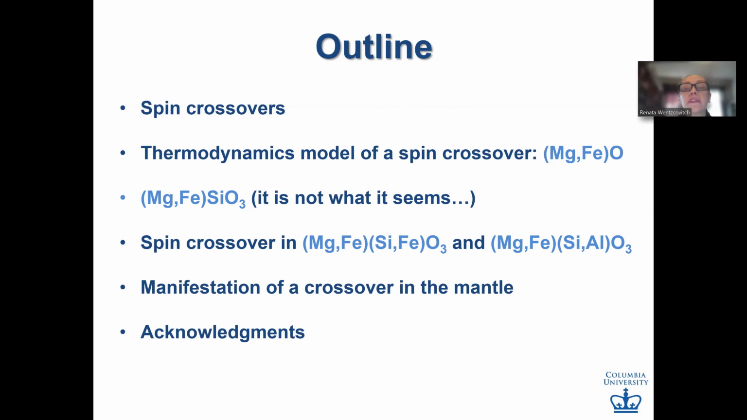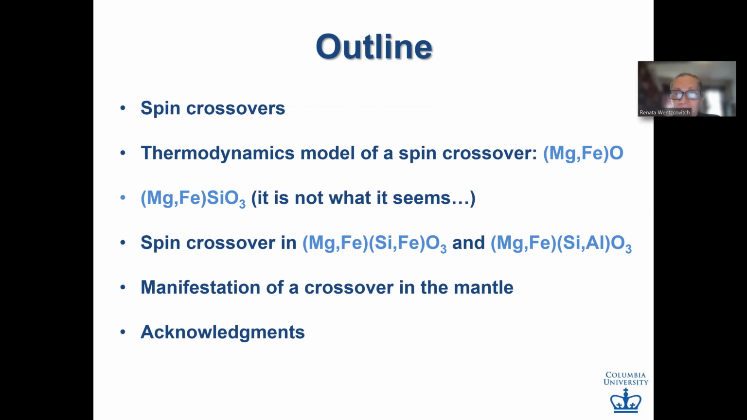But I have to discuss very carefully the thermodynamic models of this spin transition, because the physics is right here. And then the spin transition in iron in bridgmanite is not what it seems to be, and there is also the ferric iron case and iron with aluminum, which is the case in real bridgmanite, and how these things manifest in seismic tomographic models. So you need to understand the elastic properties.